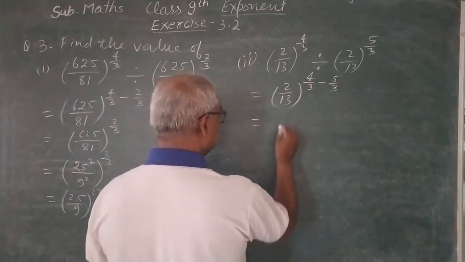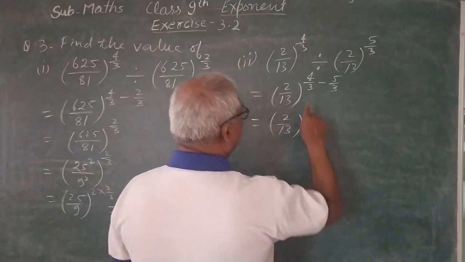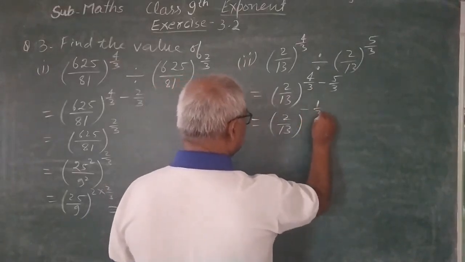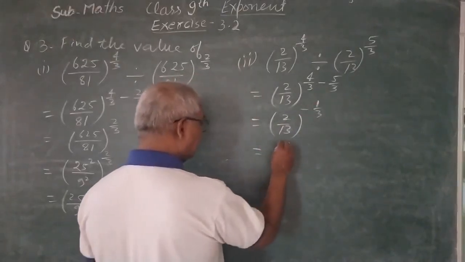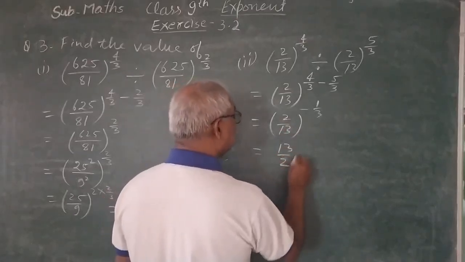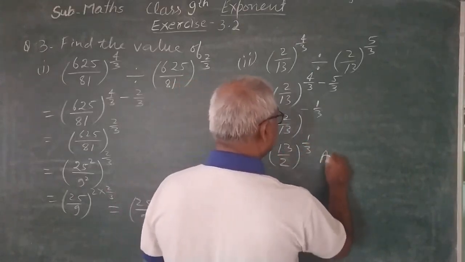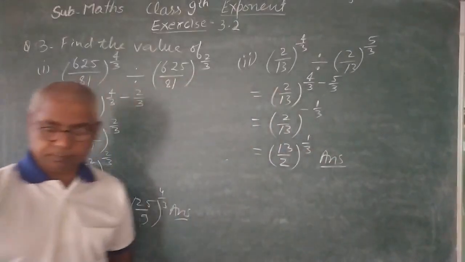So what will happen? 2 by 13 to the power minus 1 by 3. Now we have to change the denominator and numerator. 13 by 2 and whole power is 1 by 3 as a positive. So you can say it is your answer.